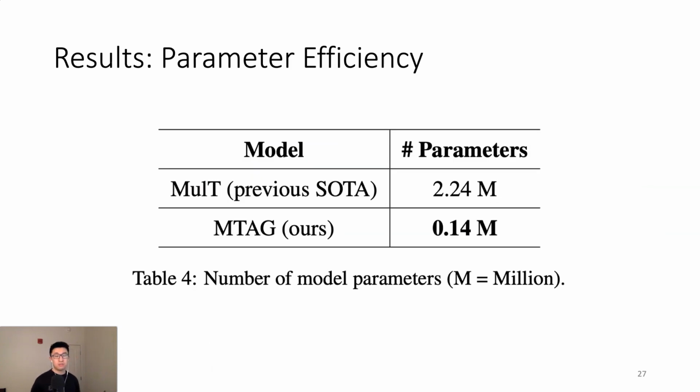And it's worth mentioning that our model is very parameter efficient. Compared to the best previous method, our model only uses 0.14 million model parameters, whereas the previous method used 2.2 million parameters. So almost 20 times reduced in number of parameters.